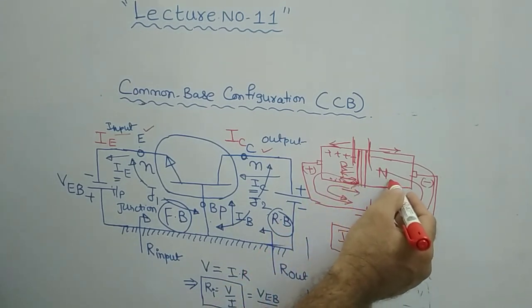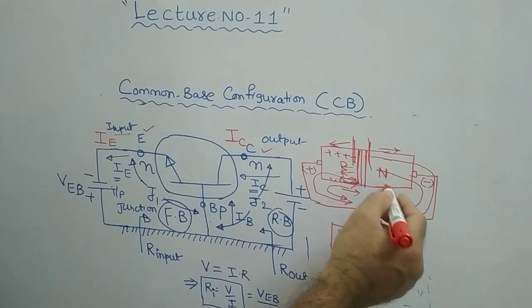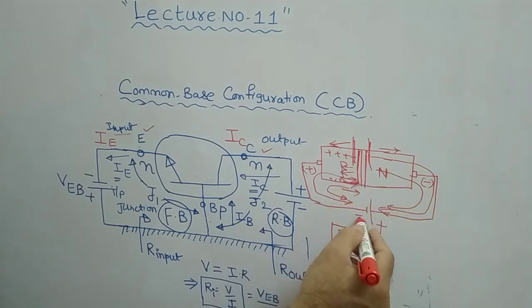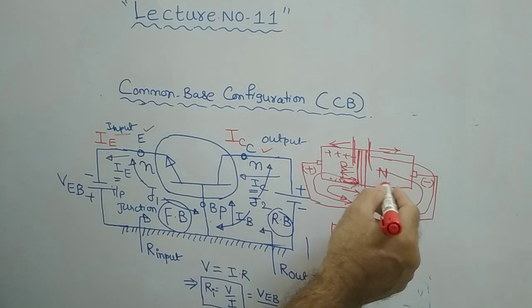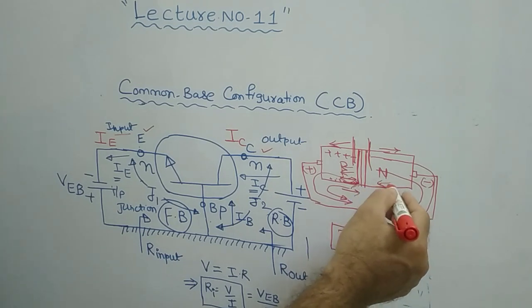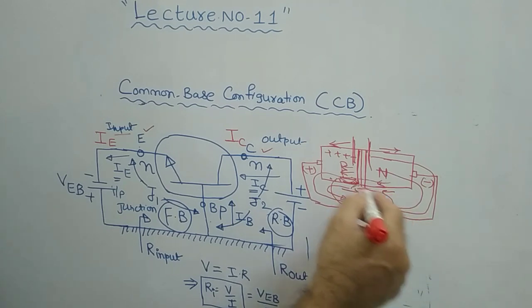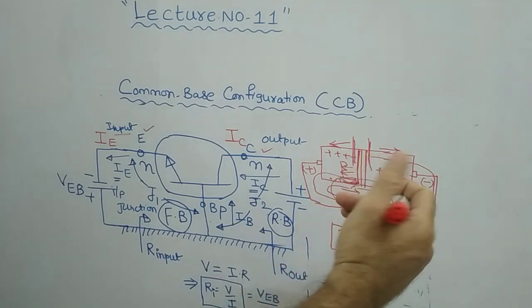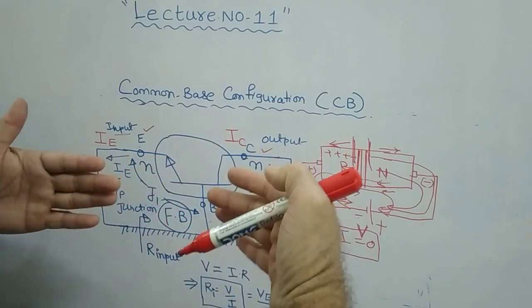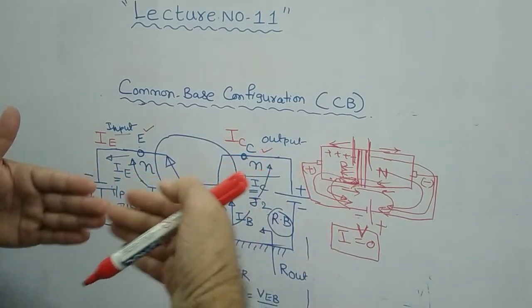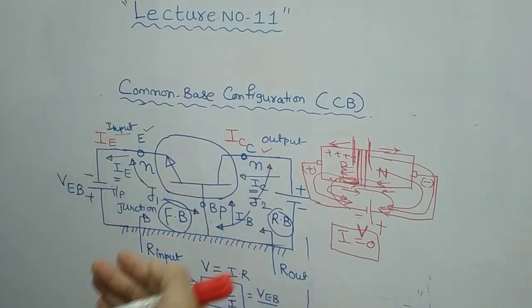Similarly, in n-type material the minority carriers are holes, and they will be attracted by the negative terminal. That's why they come in this direction. The minority carriers will flow like this, they will come closer to each other and they will recombine, right?